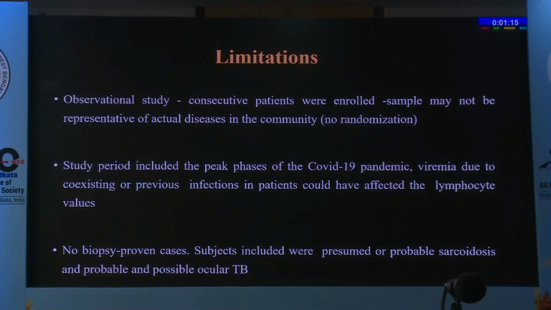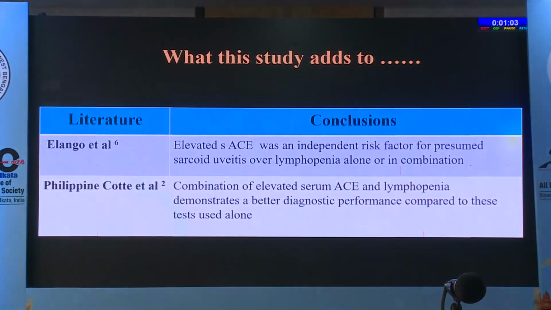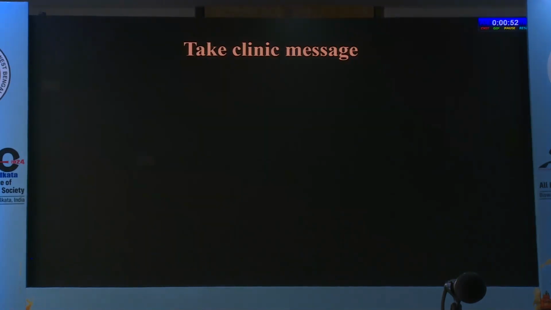This was an observational study where randomization was not done. Also, the study happened during peak phases of COVID, so viremia could have affected the lymphocyte value. We didn't have any biopsy-proven cases. Subjects were either presumed or probable sarcoidosis or probable and possible TB. The Elenga et al. study from South India says ACE was an independent risk factor rather than ACE and lymphopenia in combination, whereas Scott et al. says the combination improved the diagnostic performance.